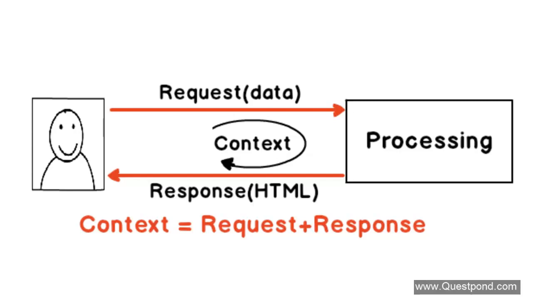So if you see what really happens when an end user sends a request to the server: the server processes the request and sends a response. In the request, he can send some form data, he can send JSON, and the server will process this request and send HTML. This single request and response is termed a context. So you can think of context as request plus response. One single context is nothing but a single request and the response for that request.